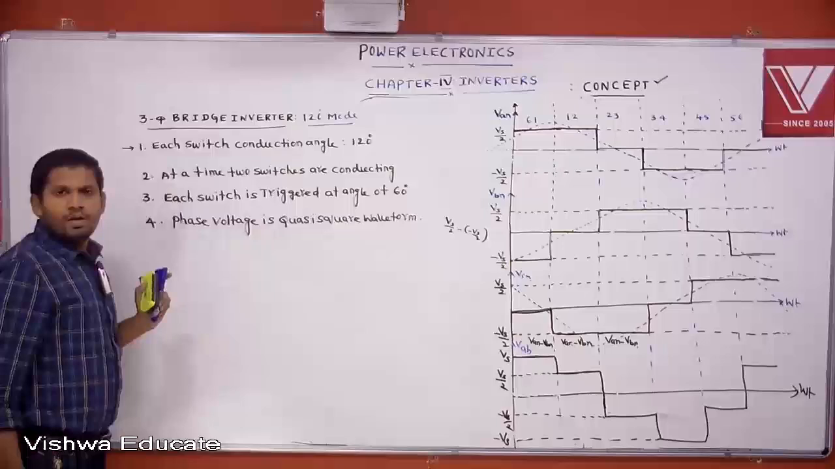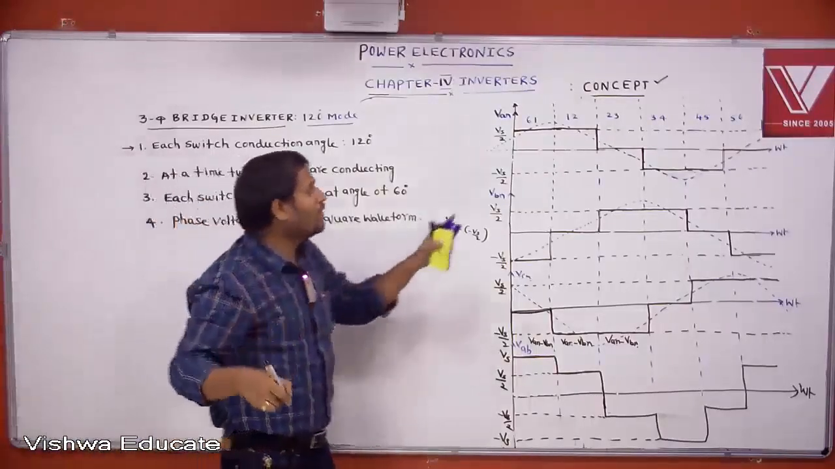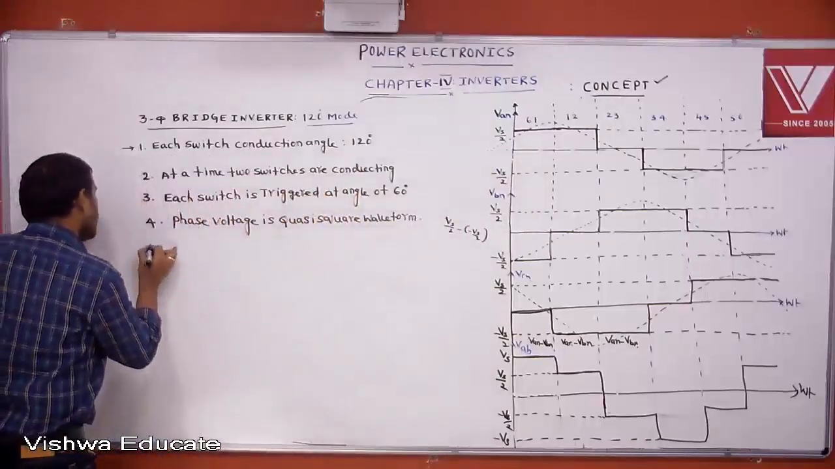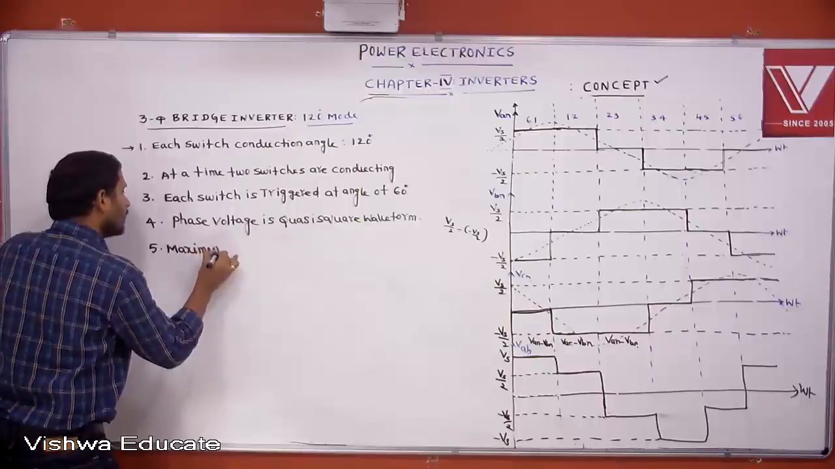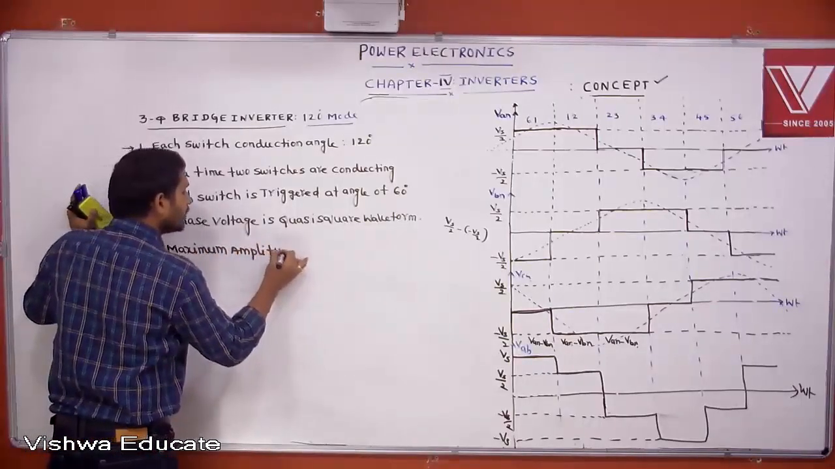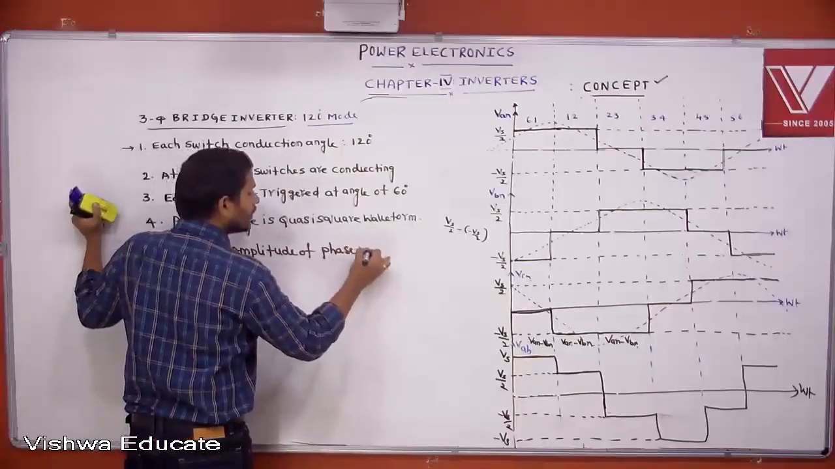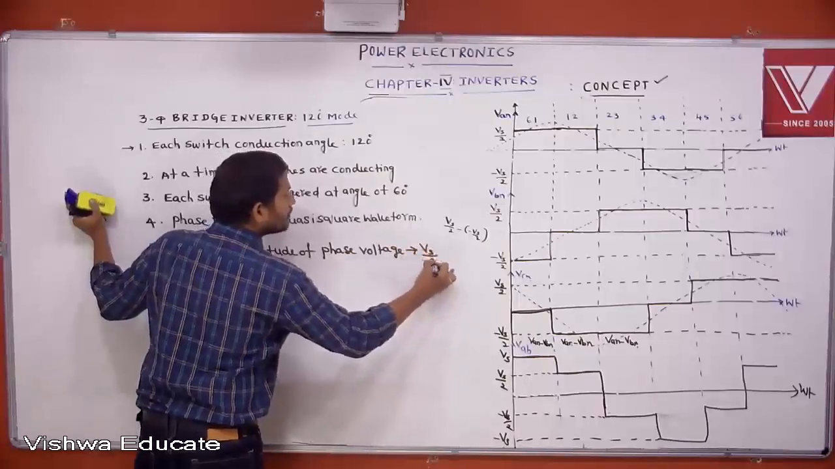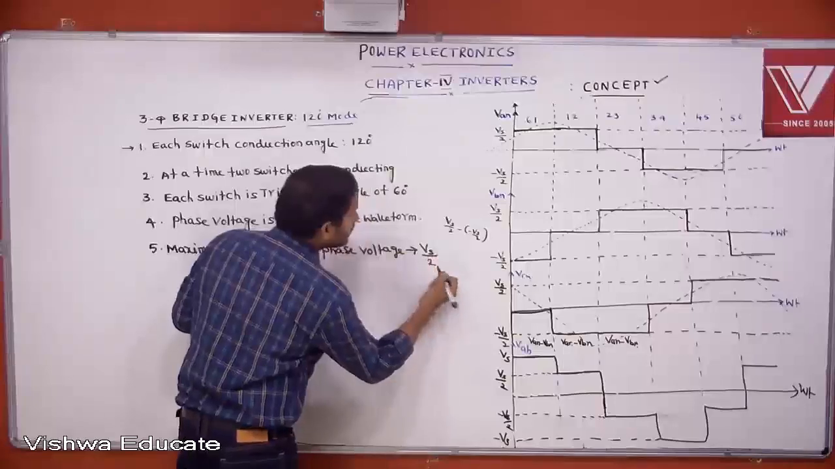What is the maximum amplitude of the phase voltage? Vs by 2. The maximum amplitude of the phase voltage is Vs by 2.